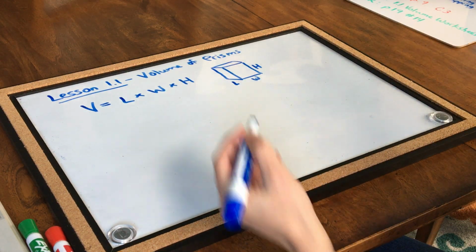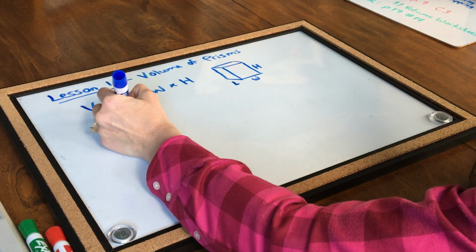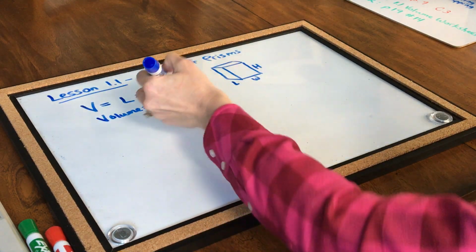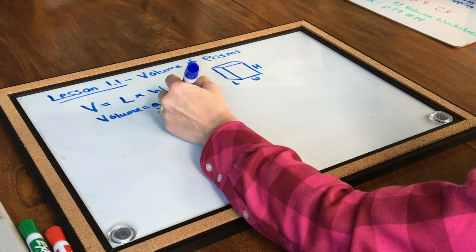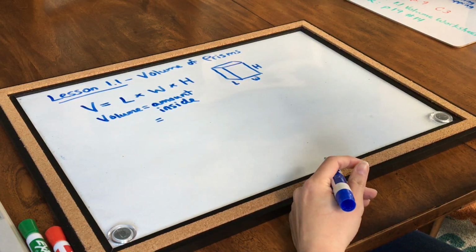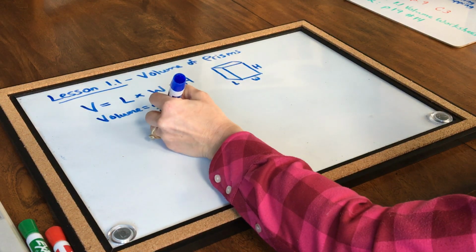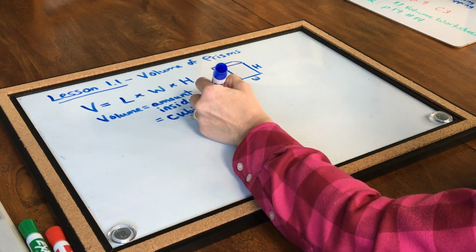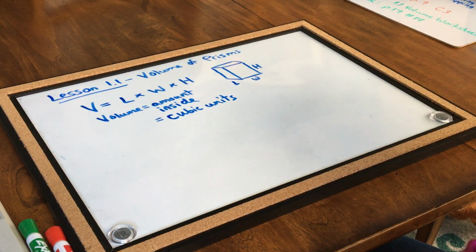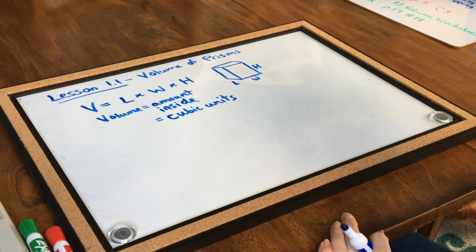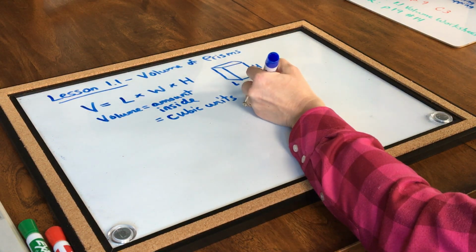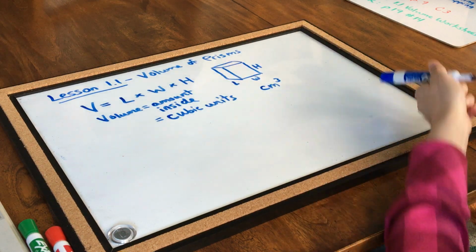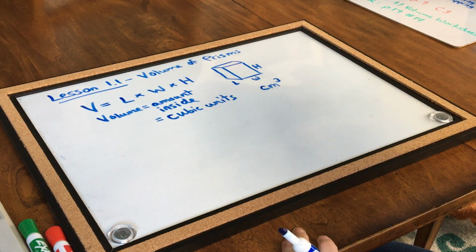Volume is the amount that will fit inside a container. Volume also has a special type of units, so it's going to be using cubic units. We want to make sure that when we calculate our volumes, we're always using the correct units. For example, if I was using centimeters, a cubic centimeter would look like this, centimeters cubed. I always want to have the right units. Okay, let's take a look at an example.